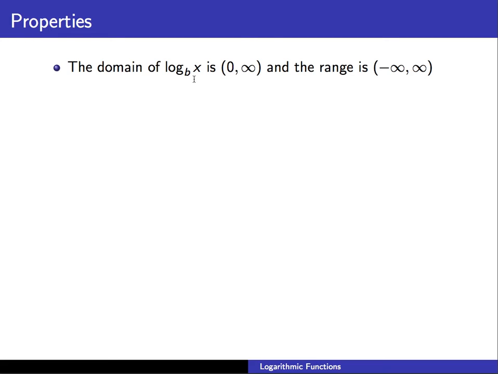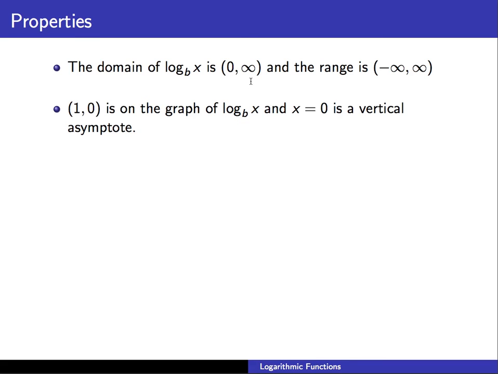Whatever we're taking the logarithm of must be greater than 0. So the domain of logarithmic functions is x greater than 0. The point (1, 0) is on the graph of our logarithmic function, and x equals 0, the y-axis, is a vertical asymptote. So we have an x-intercept at 1, and the y-axis, or x equals 0, is in fact a vertical asymptote.